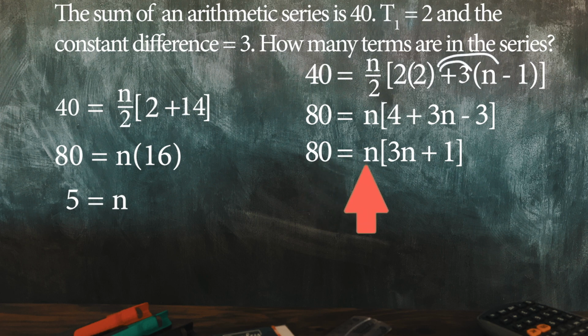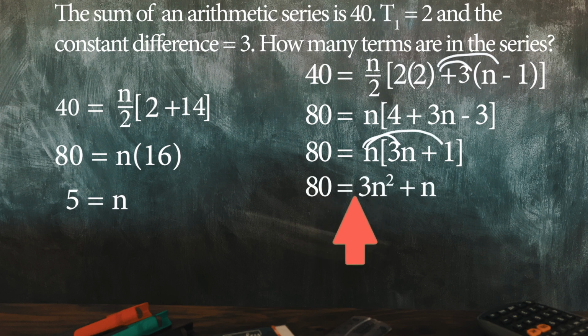Now we are left with the following. 80 equals n, and in brackets we have 3n plus 1. Now where does this 1 come from? 4 minus 3, that's the 1. And now we also do the distributive law again, which is with this n, we multiply it in. And now we have 80 equals 3n squared plus n.